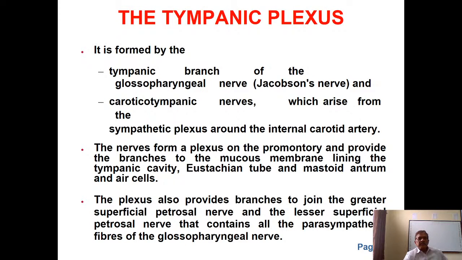Then the tympanic plexus, which is formed by the tympanic branch of the glossopharyngeal nerve, which is otherwise called Jacobson's nerve. This is the one which also lines the tympanic cavity, Eustachian tube, and mastoid antrum and air cells. The plexus also provides branches to join the greater superficial petrosal nerve and lesser petrosal nerve that contain all parasympathetic fibers of the glossopharyngeal nerve. So that is what it is.